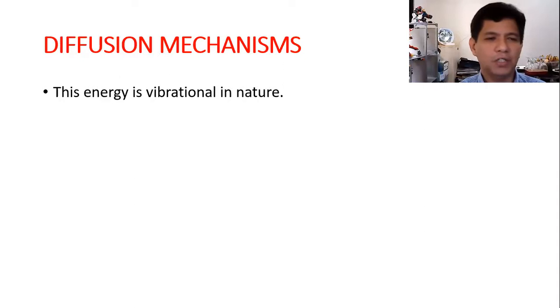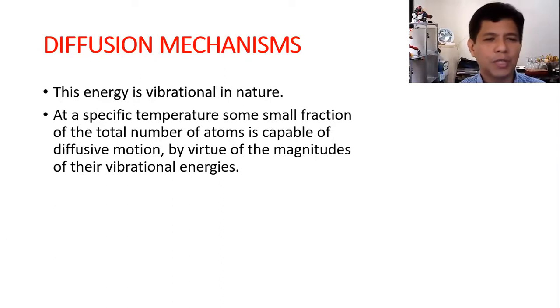So, this energy is vibrational in nature. So, as I've described before, at a specific temperature, some small fraction of the total number of atoms is capable of diffusive motion by virtue of the magnitudes of their vibrational energy. So ang nagkakos actually ng diffusion sa solid ay vibrations, no? Vibrational energies. I imagine naman na nagbabibrate yung isang atom, tapos may tendency siyang lumipat doon sa kabila because of that vibration. So mas mataas ang temperature, mas malakas yung vibration niya. So mas malakas yung tendency niya lumipat. Kaya mas mabilis yung diffusion. Kahit na solid lang. Solid pa rin yung physical state.